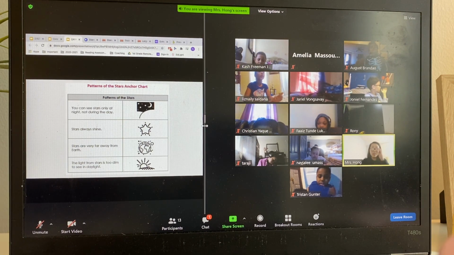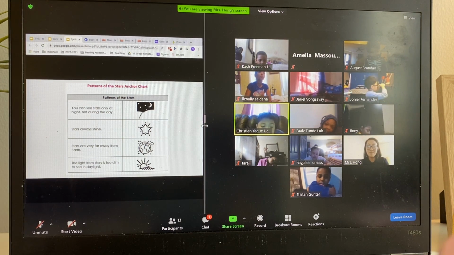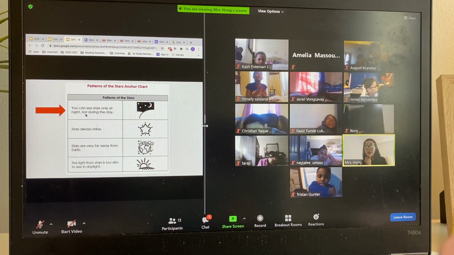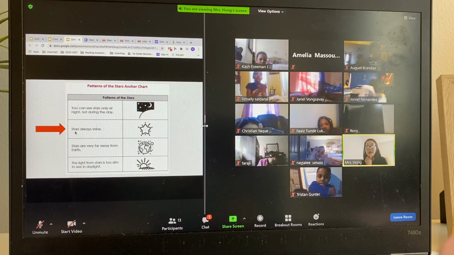Christian, when can we see stars? In the night. Okay, good, yeah. We can only see stars at night, not during the day. All right. That's the first pattern about stars. Okay, this is the next pattern. Go ahead and look at this picture and look at these words.